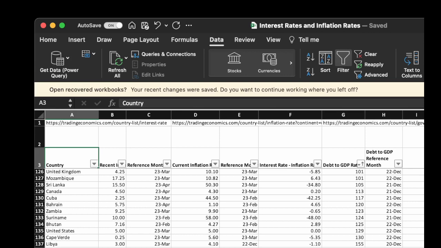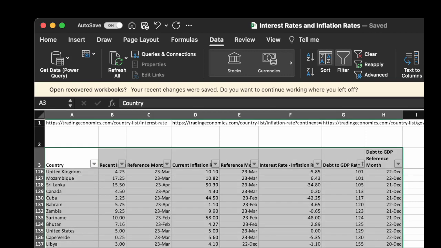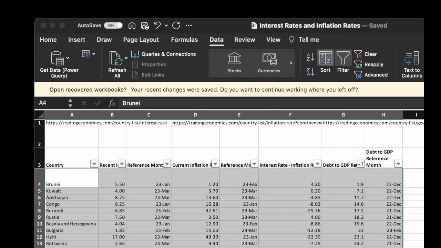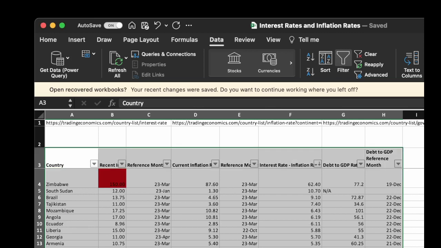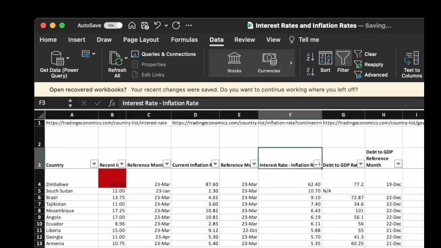Now we'll sort for the difference between the interest rate and the inflation rate. So we're going to sort by interest rate minus inflation rate. Let's do largest to smallest. Let's see if we can get the best returns here. Okay. So again, this is the interest rate. It is greater than the inflation rate if it's positive. If it's negative, then the inflation is greater than the interest rate.